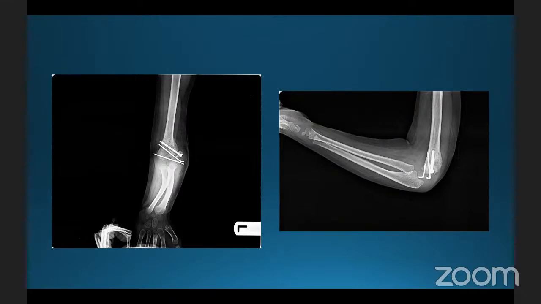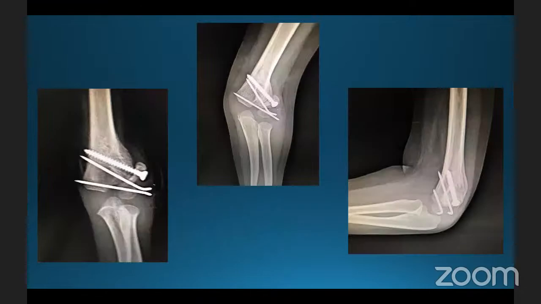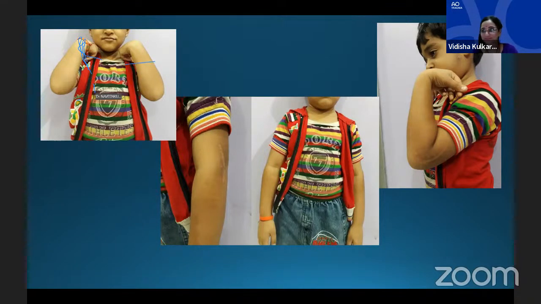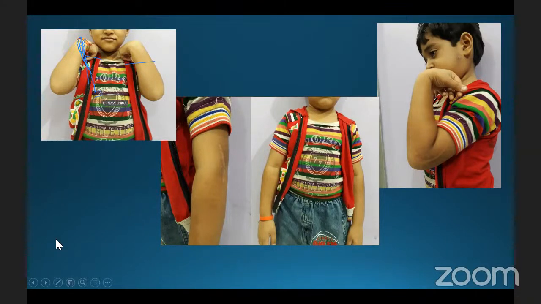Yeah, Sheena, go ahead. This is the follow-up X-ray. We can see the fracture healed. And this is a clinical follow-up. We can see he achieved full range of motion, full flexion and full extension. Very good result, Maulin. Yeah, fortunately at the end it came out well.